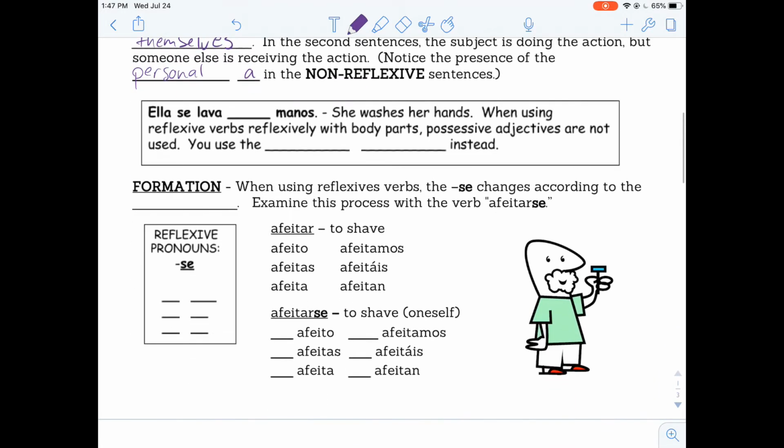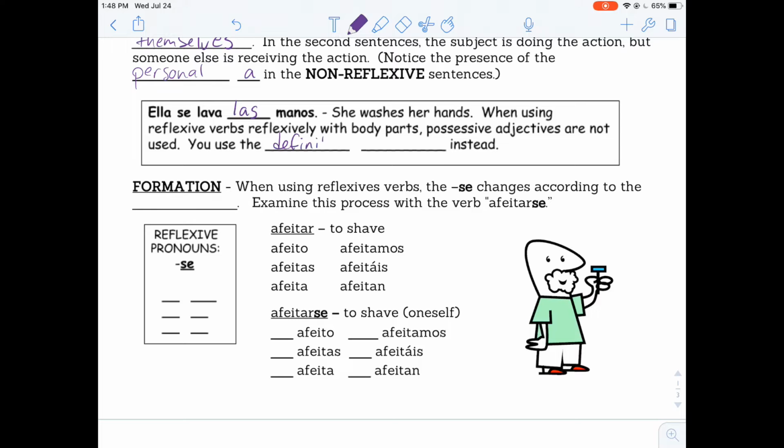All right, let's look at this little box here. We have: ella se lava blank manos. She washes her hands. In Spanish, if we're talking about a body part with a reflexive verb, we're always going to use just the definite article.